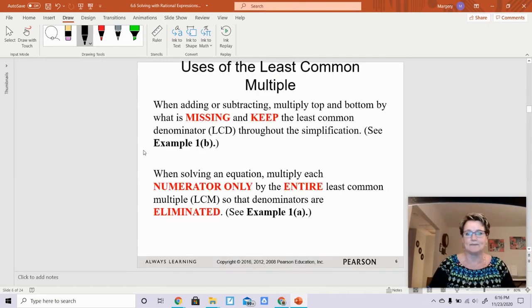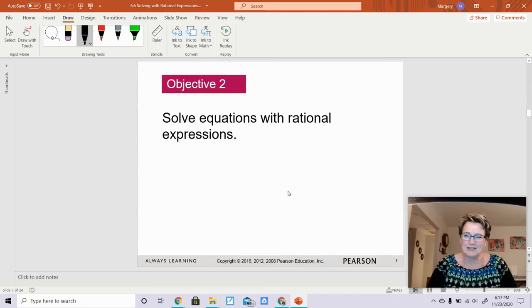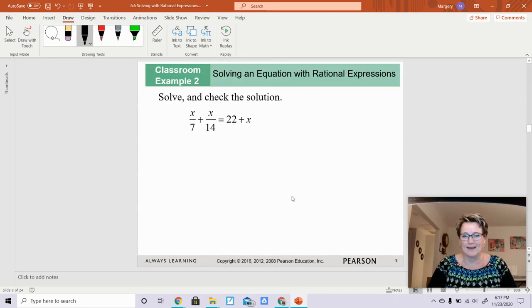Let's move to the next one. I want you to read through these. I'm going to actually do the problems with you so that you can follow along. Again, this is an equation. Because it's an equation, I can get rid of the fractions. I don't like fractions just like you guys don't like fractions. So what I'm going to do is this.